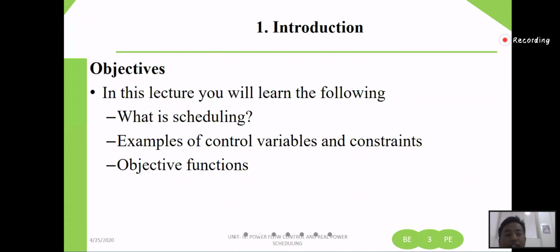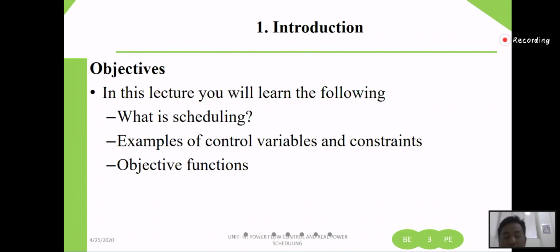Our objectives here are these three. In this lecture you will learn the following. First is what is meant by scheduling. Before we schedule the real and reactive power, we have to know what is meant by scheduling. Then the examples of control variables and constraints. To schedule we need control variables and constraints, so what are the control variables and constraints in a power system? With examples we'll see that. Then towards the end we'll see objective functions.